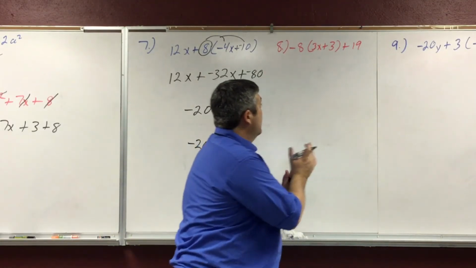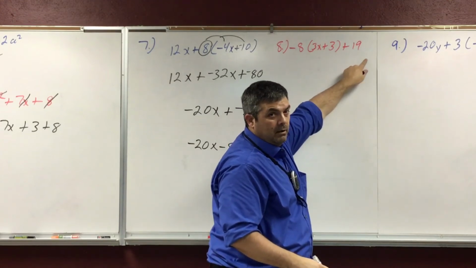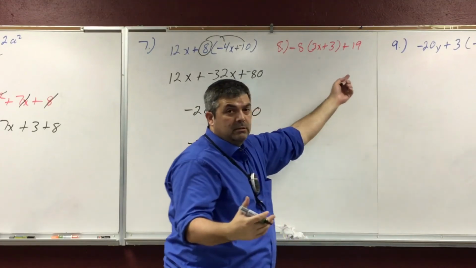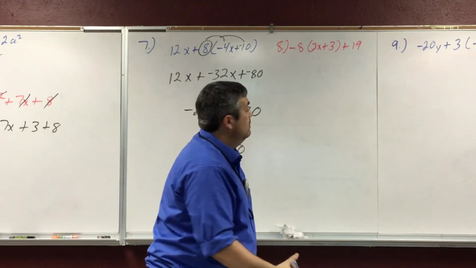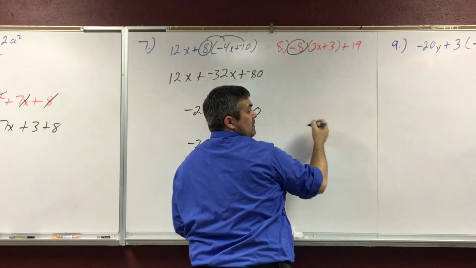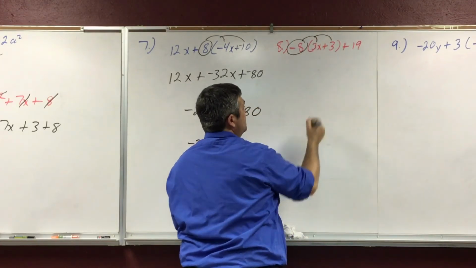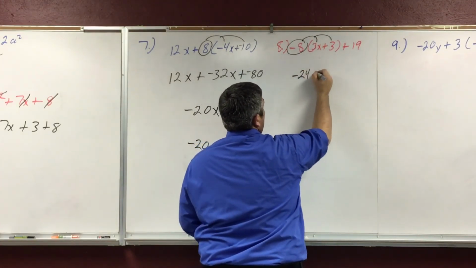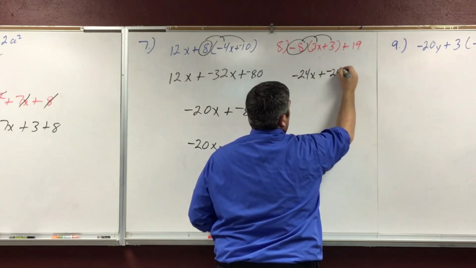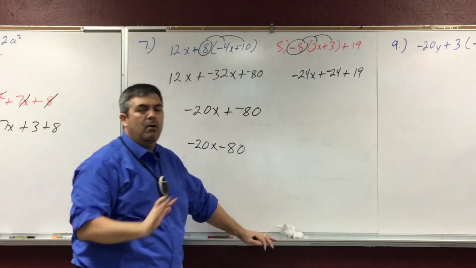Now this one. Negative 8, parentheses 3x plus 3, parentheses plus 19. Again, I can't combine them because I got these parentheses here and I got other operations. So use my distributive property. It lets me get around this. So the negative goes with the number. Negative 8, negative 3. So negative 8 times 3x, negative 24x, plus negative 8 times 3, negative 24, plus 19. That's just the distributive property right there.